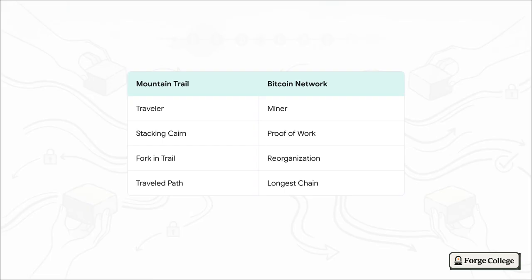Now, what happens if two travelers place a cairn at the exact same time in slightly different spots? Well, we get a fork in the trail, which in Bitcoin terms is a network reorganization. And how do the hikers coming up behind them know which way to go? Easy. They just look for the path with the most accumulated cairns. The most traveled, heavily stacked path represents our longest valid chain.